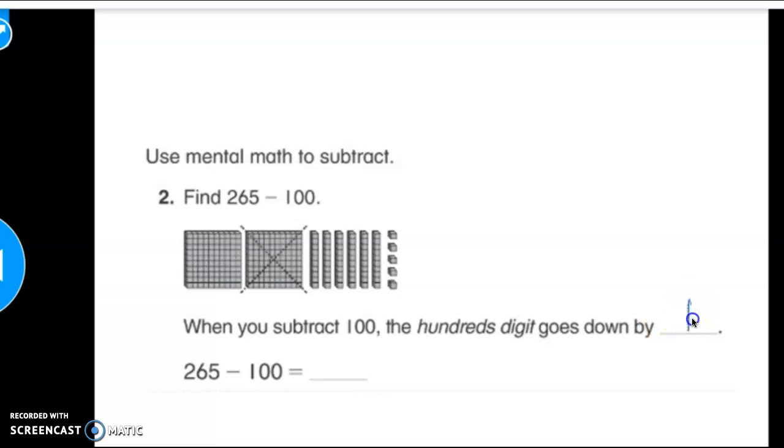So just like before, the hundreds digit goes down by 1. So we have our 200s from right here, 6 tens, 1, 2, 3, 4, 5, 6, and 5 ones, 1, 2, 3, 4, 5. So that's the number 265. Now they want us to take away 100.